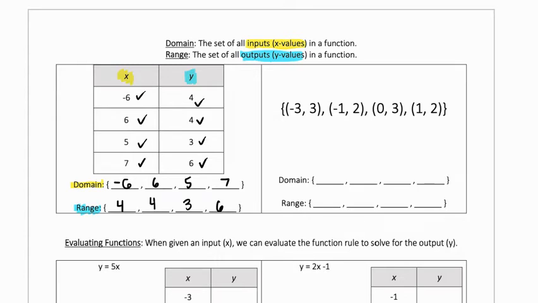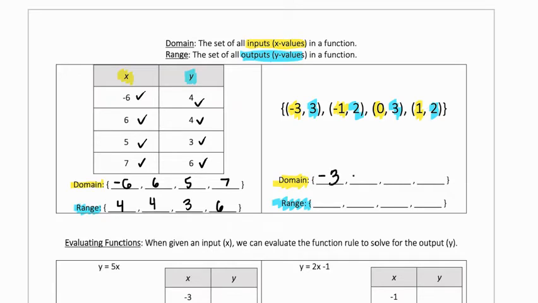You can do the same thing from a set of ordered pairs rather than seeing them in a table. You're still going to look for your x's for your domain. Remember that in an ordered pair, x always is the first number. So these numbers will be part of our domain. And our range will always be our output, our second number, so the y value in our functions. So once we've identified those, we can list them. And this time I'm going to list them from least to greatest.